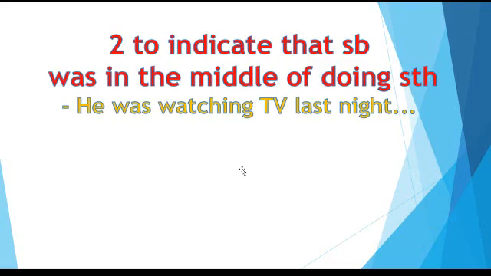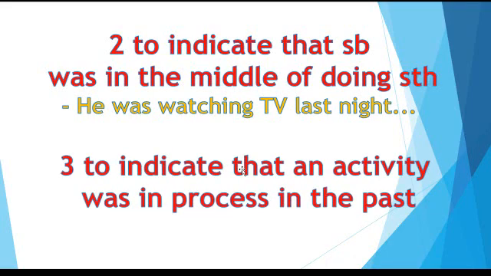See some examples: "He was watching TV last night." "Last night he was watching TV." This was a long action done by him. The third use of the past continuous is mainly to indicate that an activity was in process in the past. "It was raining," for example. So, it was an activity in process in the past.